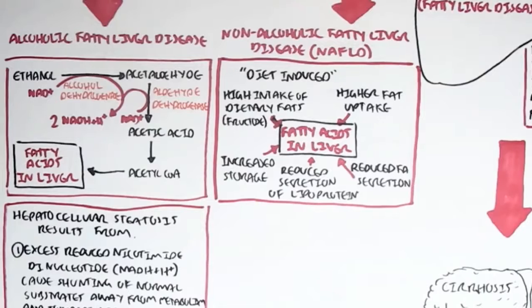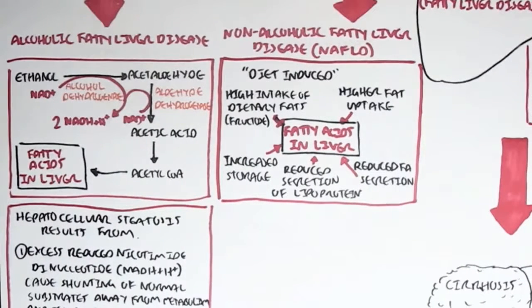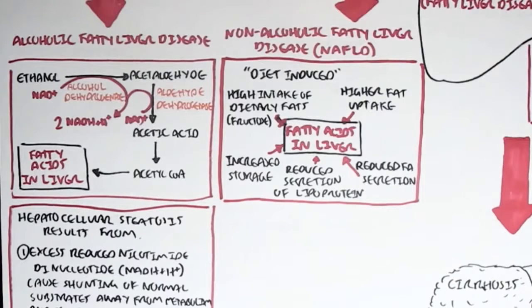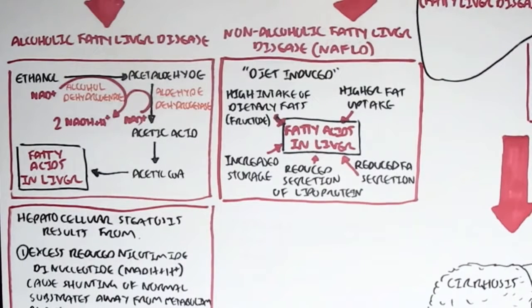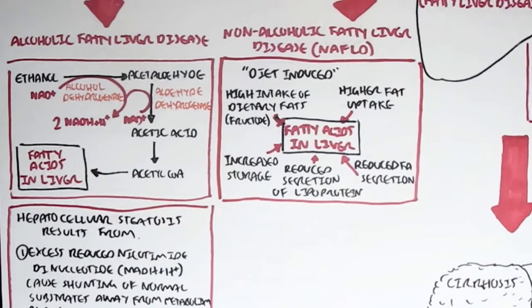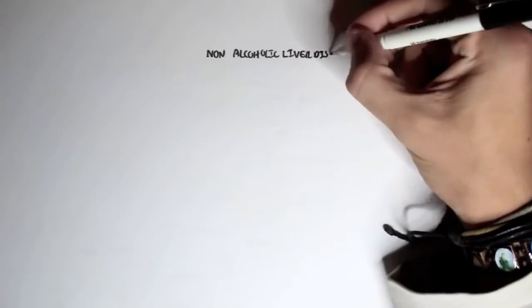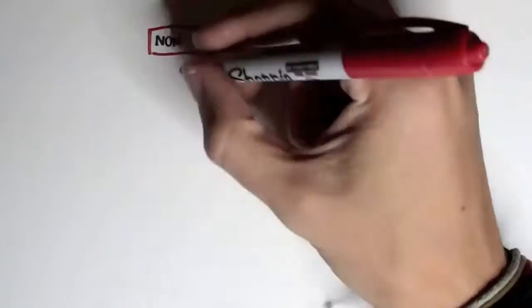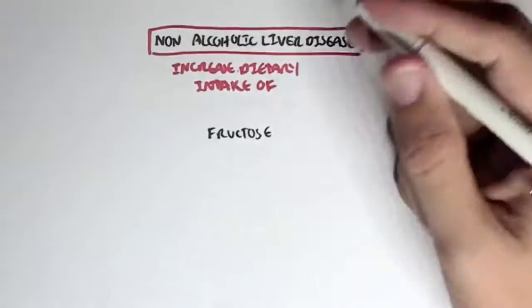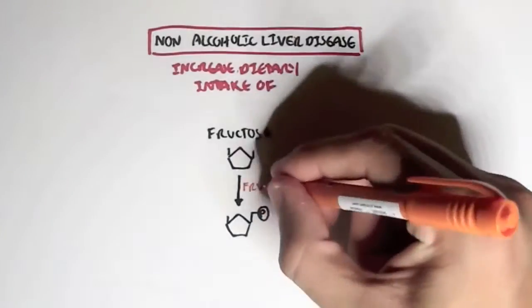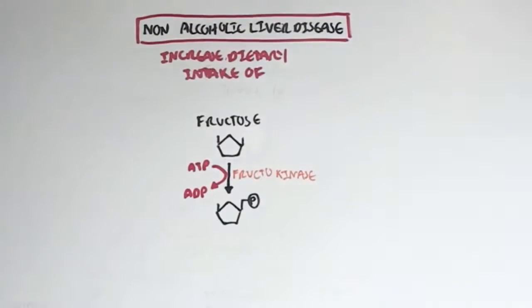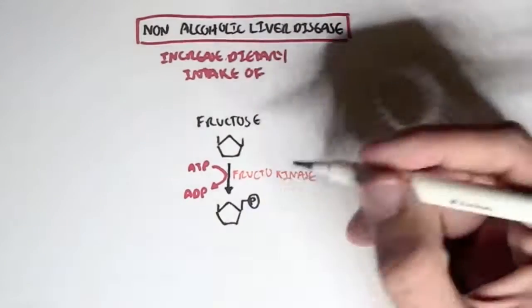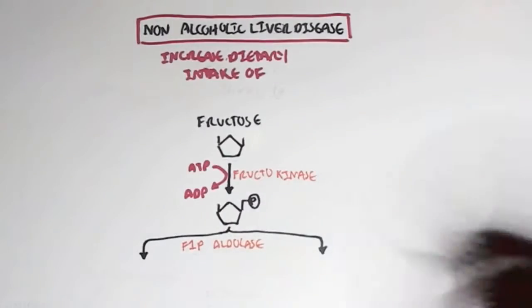But let's look at the high intake of dietary fats. Why fructose? How does fructose cause accumulation of fatty acids in the liver? Let's take a look at a biochemical map starting from fructose to understand why it potentially causes accumulation of fatty acids. So non-alcoholic liver disease can be caused by the increased dietary intake of fructose. Fructose can convert to fructose 1-phosphate by the enzyme fructokinase, the phosphate obtained from ATP. Fructose 1-phosphate can then split in two to form glyceraldehyde and dihydroxyacetone phosphate by the enzyme fructose 1-phosphate aldolase.